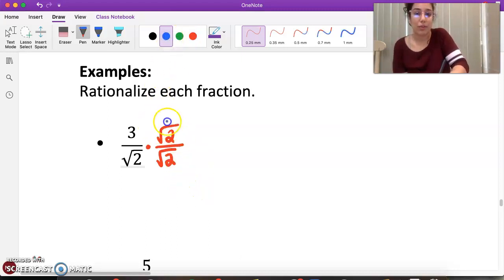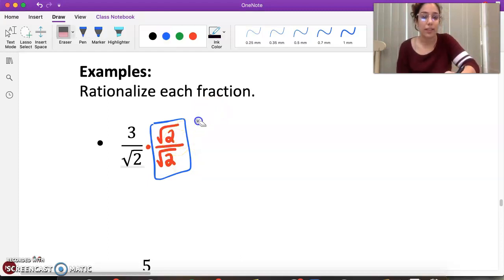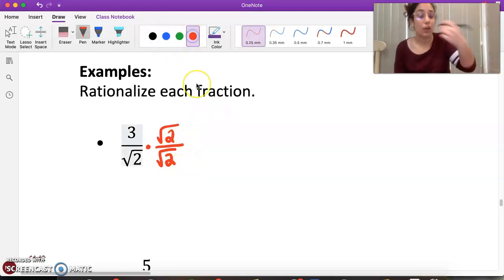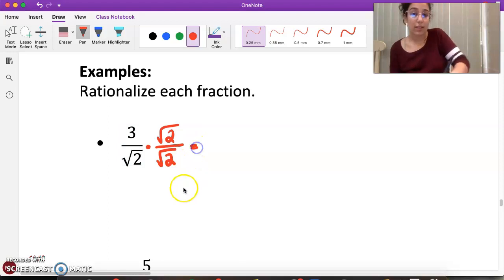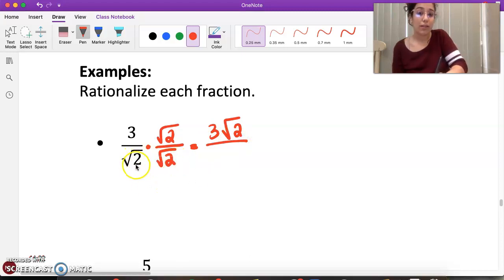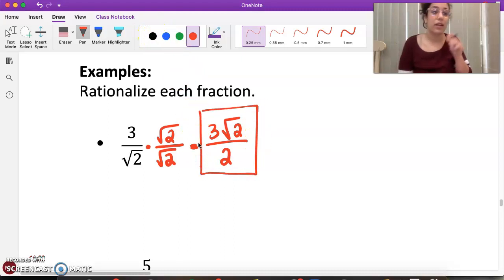Because this, remember, is the same thing as saying I'm multiplying it by 1. And when you multiply something by 1, it keeps it equivalent. It has the same value. So this equals 3 root 2 over, and we squared this, you get root 4 or just 2. And that is rationalized. This is simplified. It is allowed.